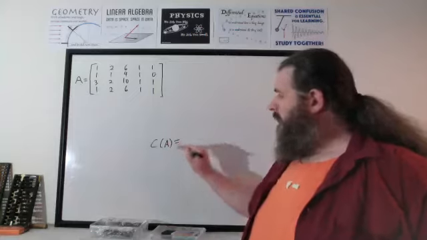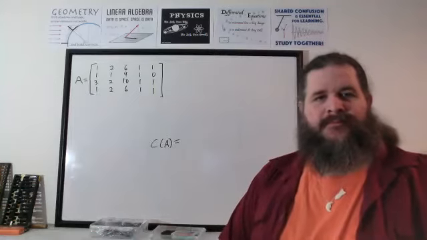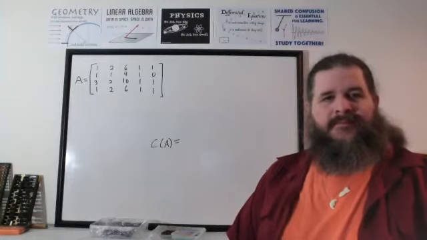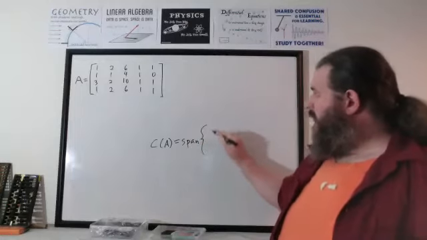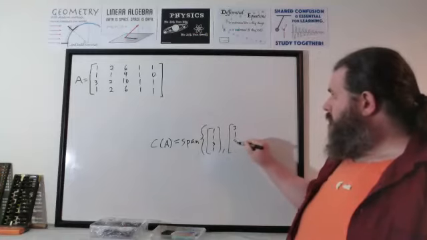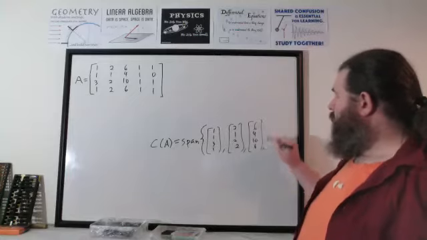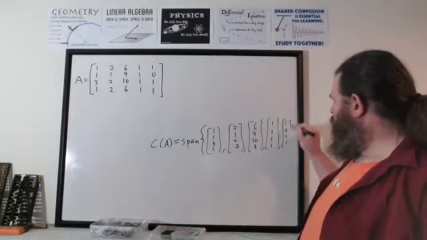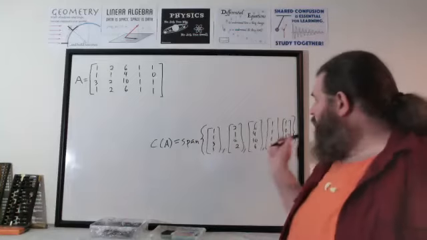first of all, what does column space mean? It's the span of all of the columns. Yeah, the span of all the columns of A. In other words, all possible results that you can build by making linear combinations of these 5 columns.